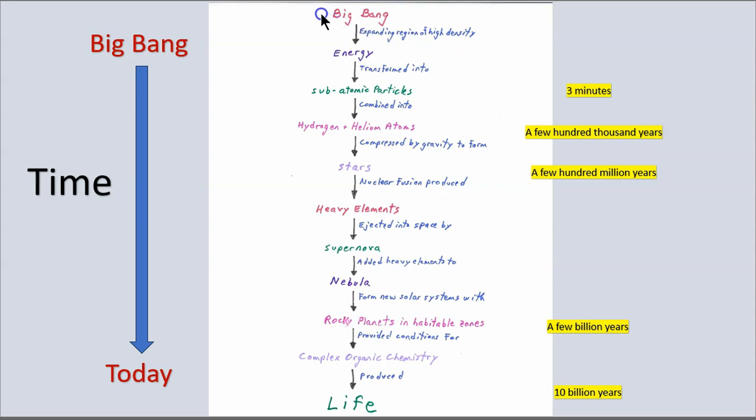13.8 billion years ago, the Big Bang, an expanding region of high-density energy, transformed into subatomic particles, which combined into hydrogen and helium atoms, compressed by gravity to form stars. And it was nuclear fusion that produced heavy elements, which were ejected into space by supernova, which added these heavy elements to nebula. And nebula can form new solar systems with rocky planets in habitable zones, which provided conditions for complex organic chemistry, ultimately producing life on one rocky world, our home, planet Earth.